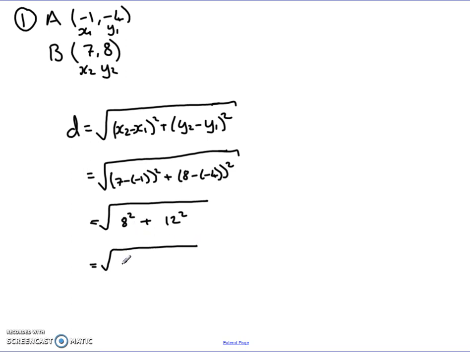8 squared, 8 8s is 64, plus 12 squared, 144. So that means we end up getting the square root of 208. And we could just leave it like that. That gives us our exact value for what we're after. So there you go. Our distance between those 2 points, D, is equal to the square root of 208. We don't know the exact units, whether it's centimetres, etc. So we could just say square root of 208 units.